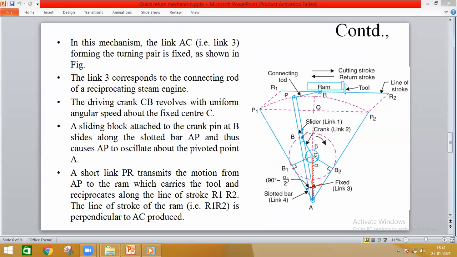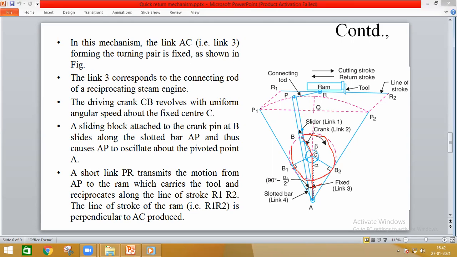And the driving crank CB, so this is the crank, link number 2. This driving crank CB revolves with uniform angular speed about the center point C. The revolution is shown here as a dotted line. So this makes a 360 degree rotation about the point C.